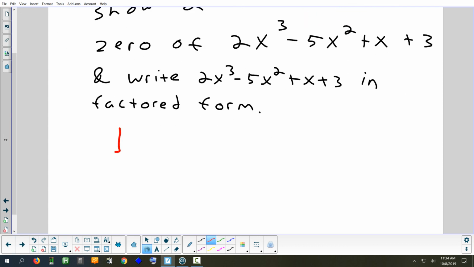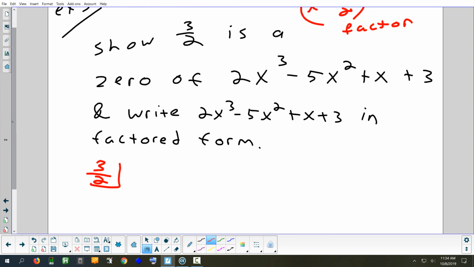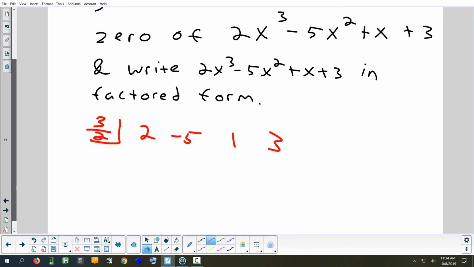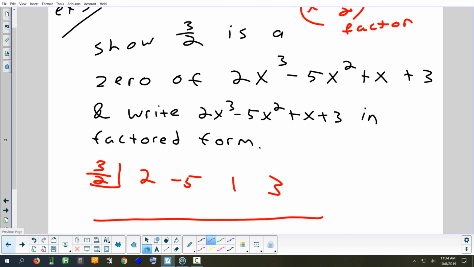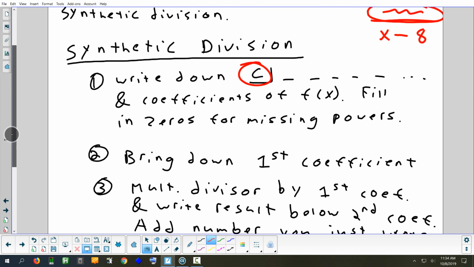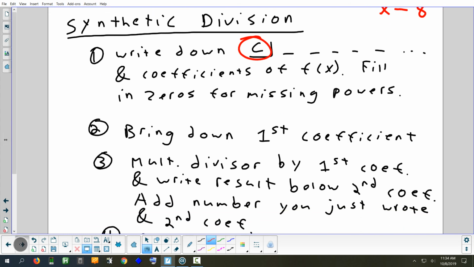So what number would you put on the outside? Put your 3/2 here. And now write the coefficients of your polynomial: 2, -5, 1, 3. And then put a line just like that. Leave a little bit of space because you're going to have to write numbers in right below. Step 2: bring down the first coefficient.